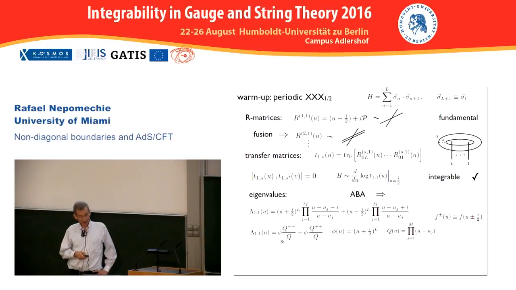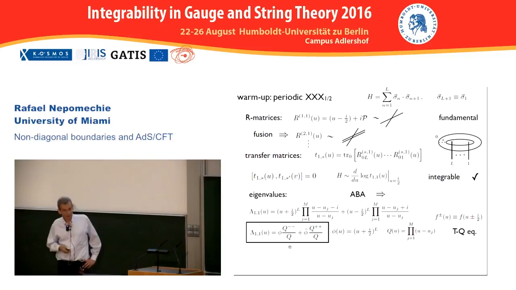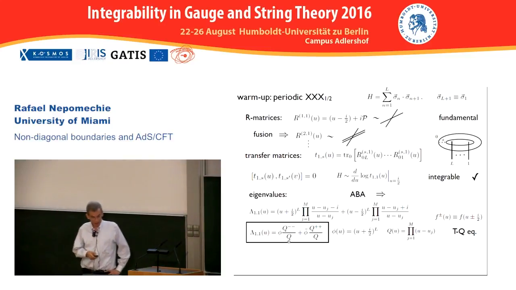So we have this phi, we have Q, and now Q minus minus gives us this shift of minus i. I've used this standard notation that putting plus shifts u by plus i over 2 and minus shifts by minus i over 2. And here I have two of them, so I shift twice. And likewise, the second term is phi bar, Q plus plus over Q. And if we multiply both sides by Q, then you recognize this as the famous Baxter TQ equation. Okay, so that's the eigenvalues of the fundamental transfer matrix.